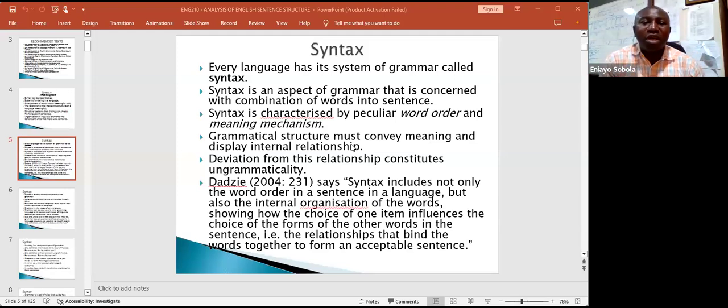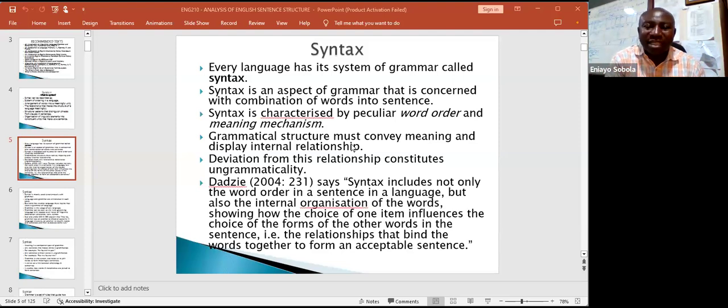actually explores the real meaning of syntax. It says that syntax includes not only the word order in a sentence, in a language. That is, in a sentence, there must be word order. But that's not the only thing that syntax has to do with. It does not mean only word order. It means more than that.